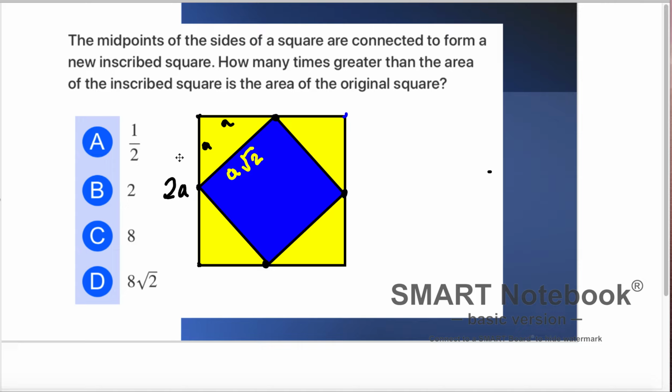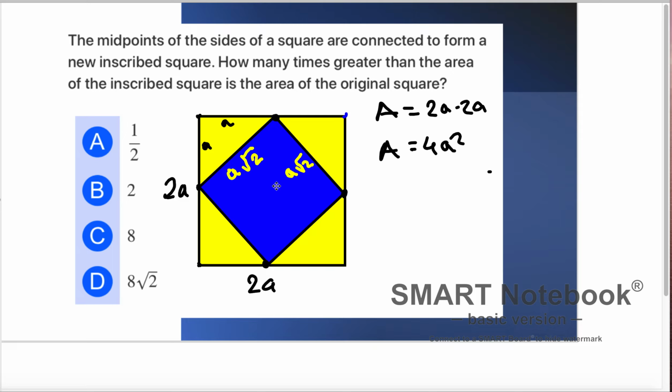But if we are looking at the area of the big square, because each side is equal to 2a, and because this is a square, all the sides of the inscribed square are a times square root of 2. And now the area of the original square is going to be 2a times 2a, and the area is 4a squared.